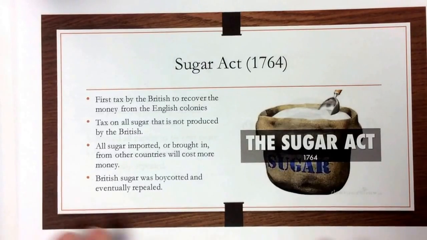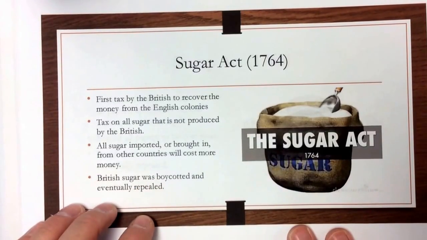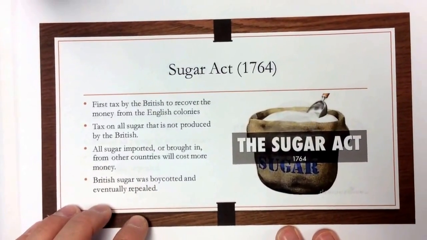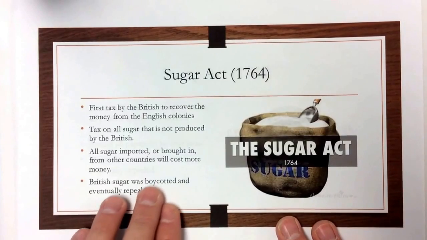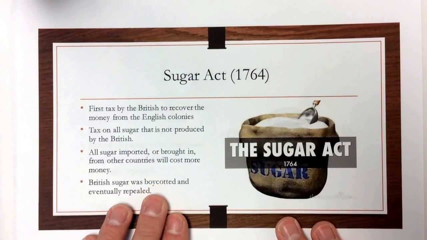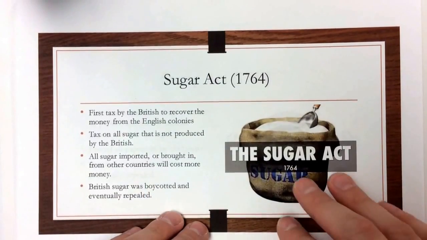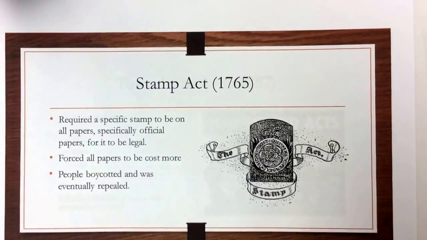The next one we have is the Sugar Act. This is the first tax by the British to recover money from the English colonies. It is a tax on all sugar that's not produced by the British. All sugar imported from other countries will cost more money. The British sugar was boycotted and eventually repealed. They're going to refuse to buy it in the colonies, and they're going to repeal, or take away, the Sugar Act. But that wasn't the last chance they had.